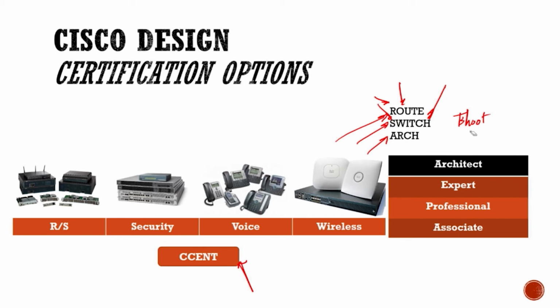Anyway, so the goal is, you should have a CCENT. Our goal is to get you the CCDA. That's an associate level design certification. And then should you want to move forward from there, you take these three exams: route, switch, and architecture. You are now a Cisco certified design professional and into the big bucks. So it all starts here, and that's what our goal is.